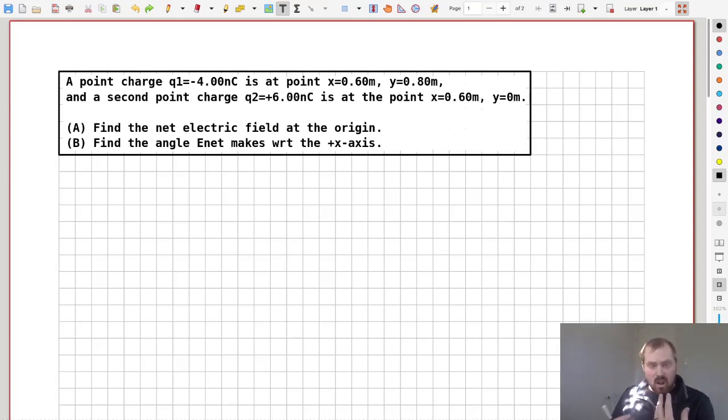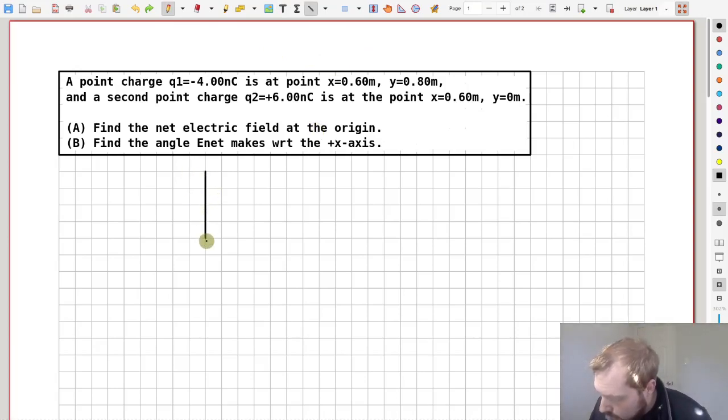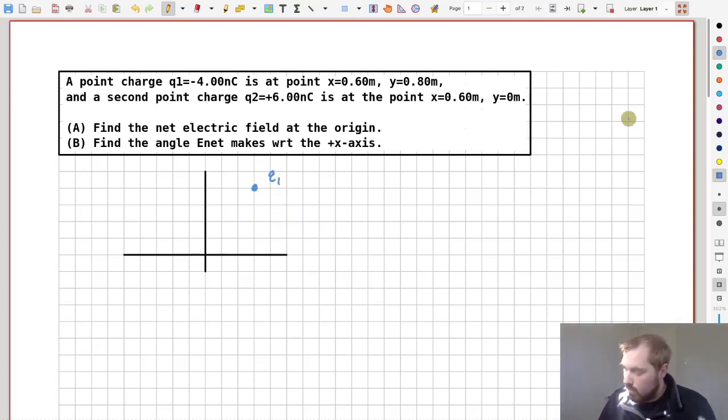We've got this picture of two charges and we're trying to find the net field at the origin. Well, let's draw a picture, right? I always like to start off by drawing a picture of our problem here. So I'm going to give myself a little space here. So our setup is that we've got a charge Q1 right here.